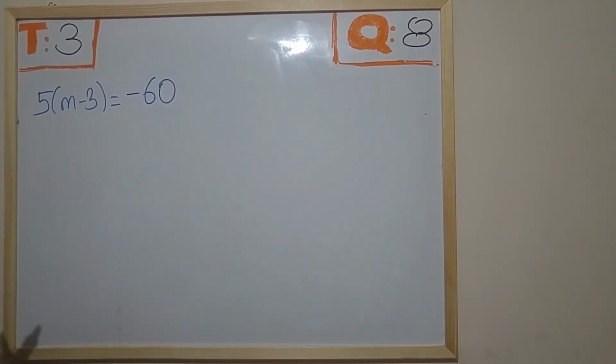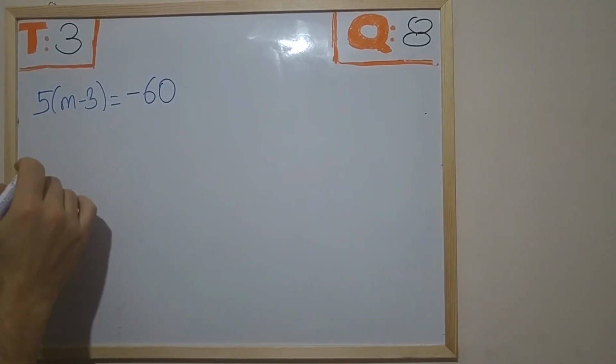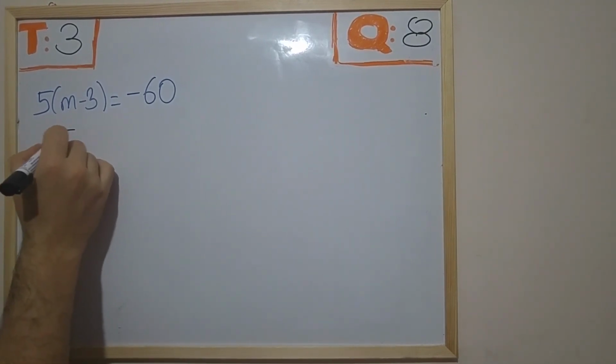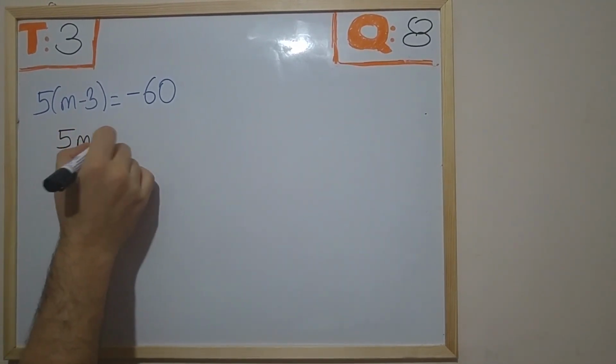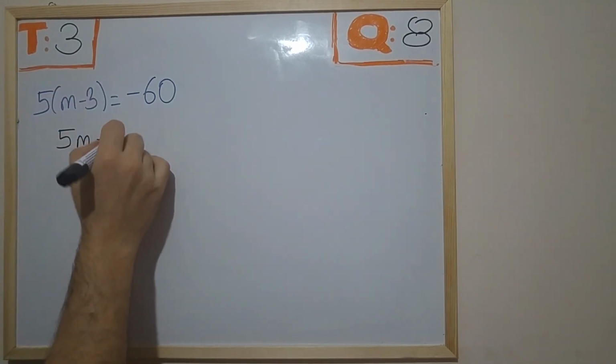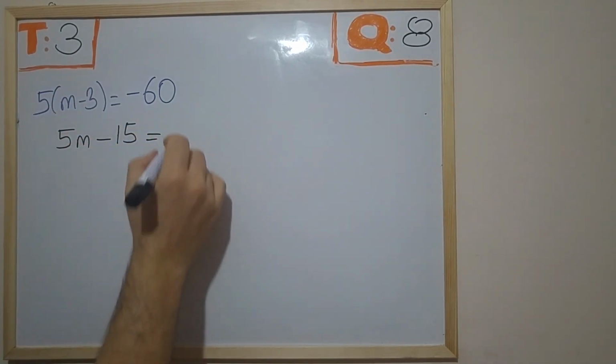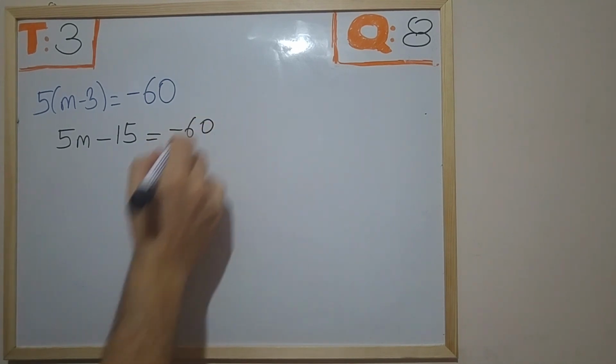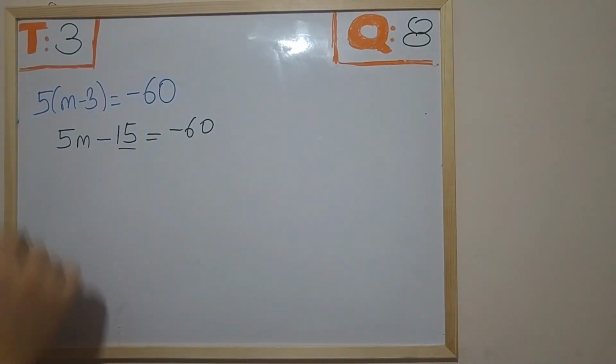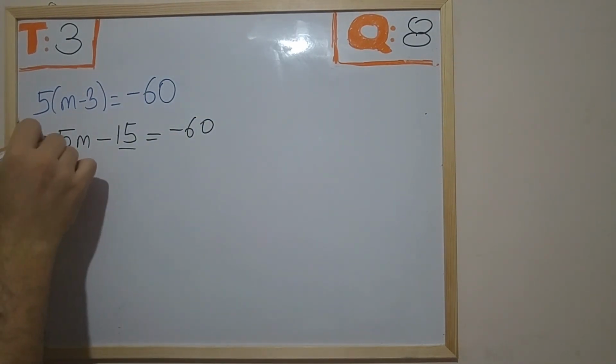5 times m minus 3 is equal to minus 60. So let's expand the parentheses first. Then we will have 5m minus 5 times 3, which is 15, is equal to minus 60. Now we have to get rid of this 15 by adding 15 to each side.